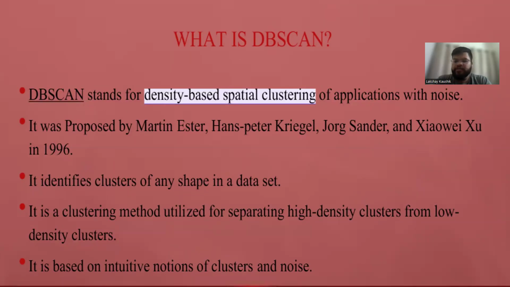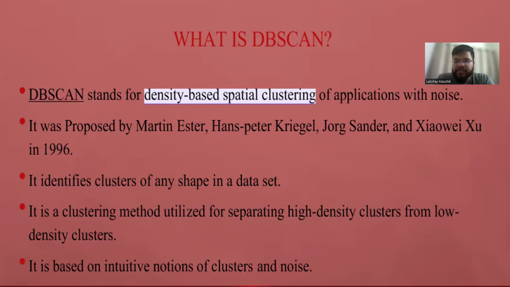So today I'm going to explain DBSCAN, which stands for Density-Based Spatial Clustering of Applications with Noise. DBSCAN is a popular clustering algorithm used in data mining and machine learning. It was proposed by Martin Ester, Hans-Peter Kriegel, Jörg Sander and Xiaowei Xu in 1996. The main purpose of DBSCAN is to identify clusters in a dataset based on density.